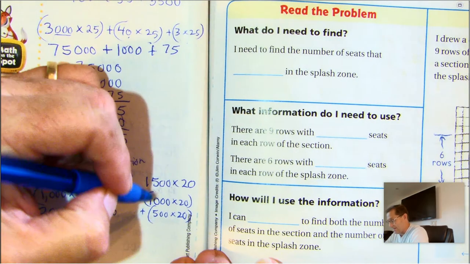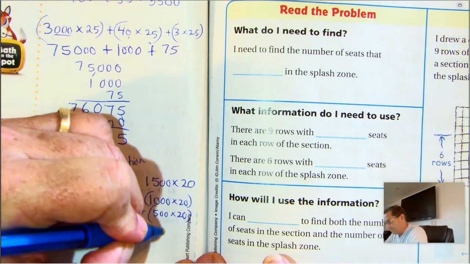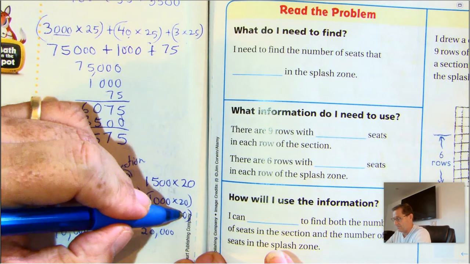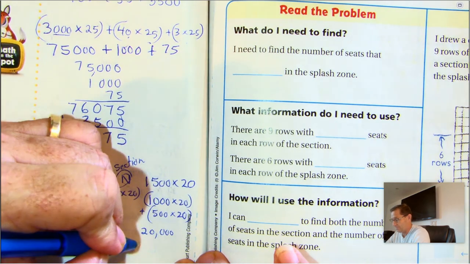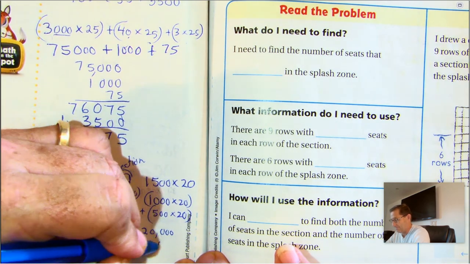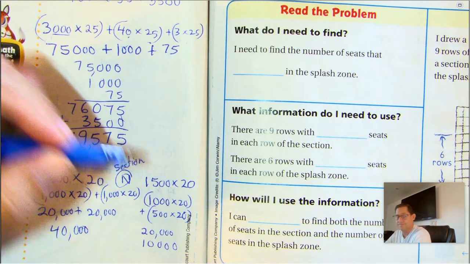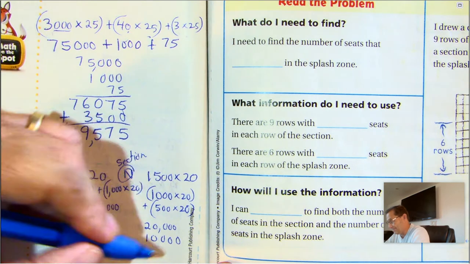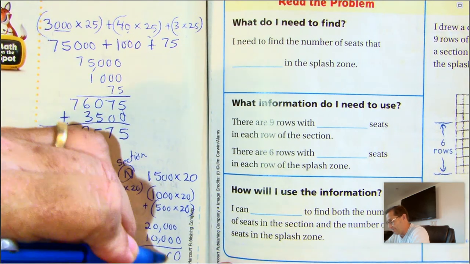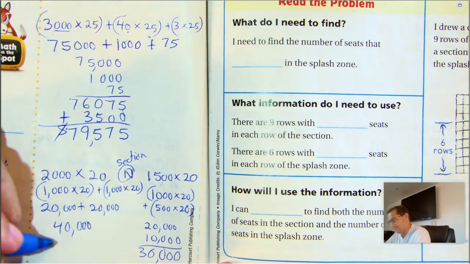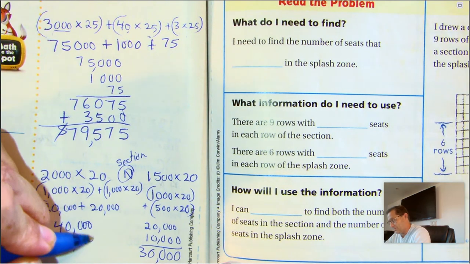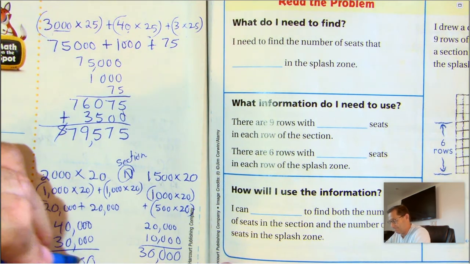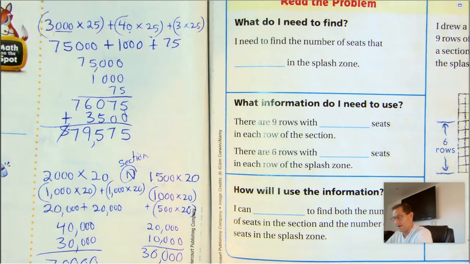So 20 times 1,000 is 20,000. And 500 times 20. 500 times 2 is 1,000. And then put the 0 from the 20 on the end. Add those together, we get 30,000. So together, it was 70,000.